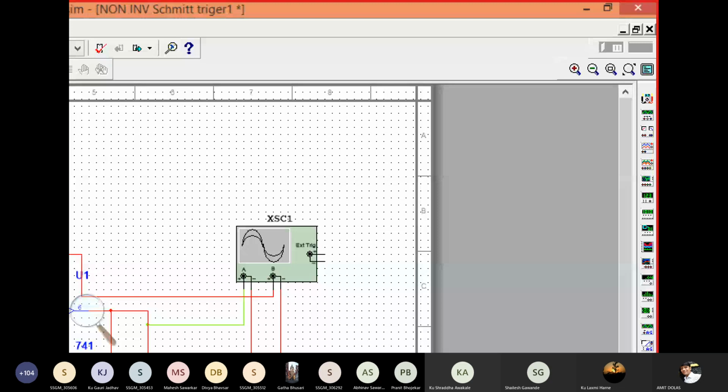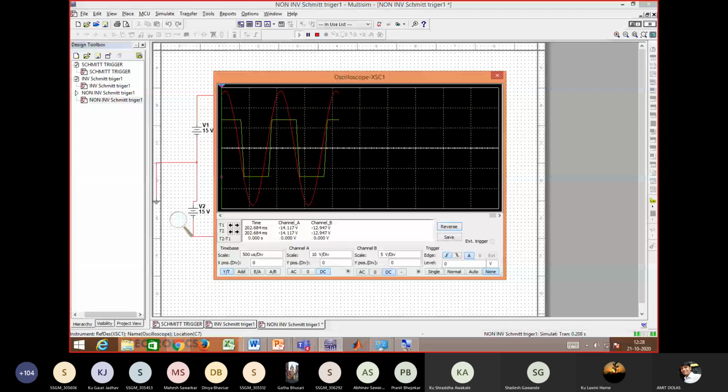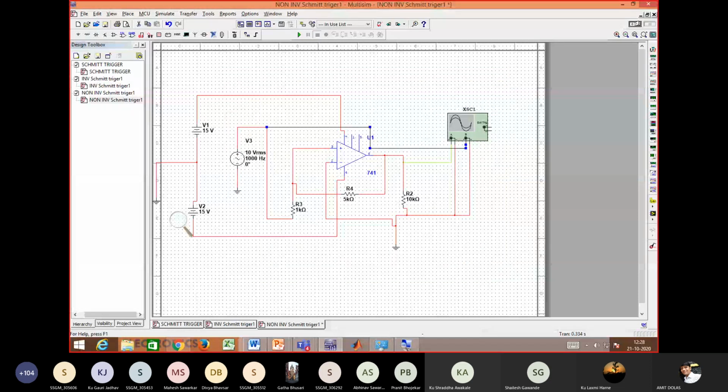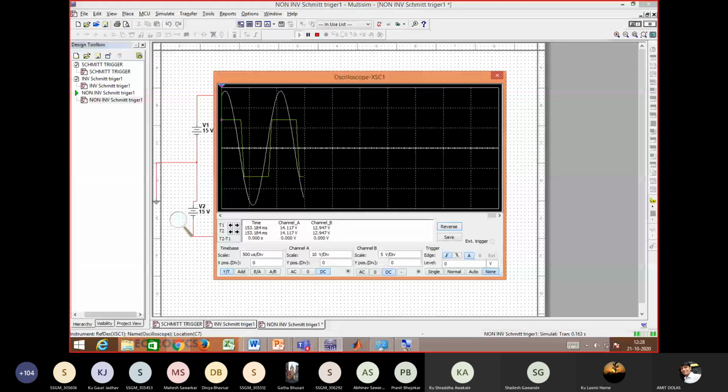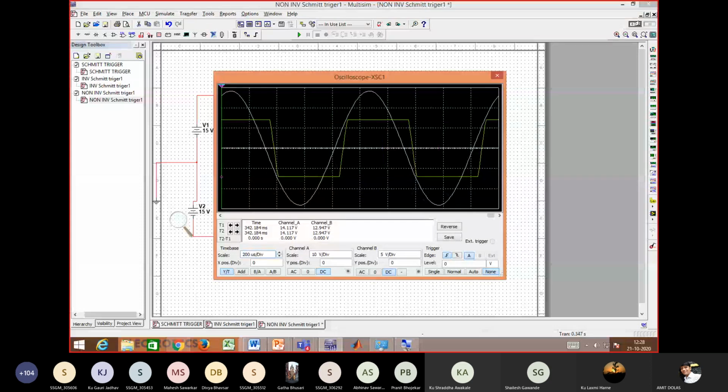Before that, I have to stop the previous simulation first. So it is non-inverting, and I'll run this. Let me change the color of the input signal so it will be very much visible. So I'll change it to white. Okay. So I'll run this, and the output is here. I'll pause this output. I'll change the time period so that a single waveform can be clearly observed. And here I'll use the magnifier to show the output.